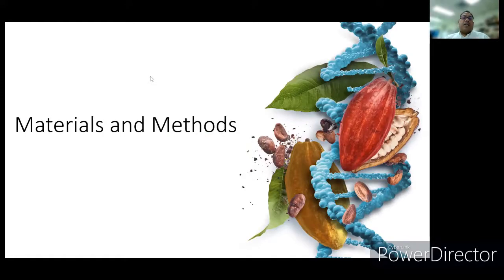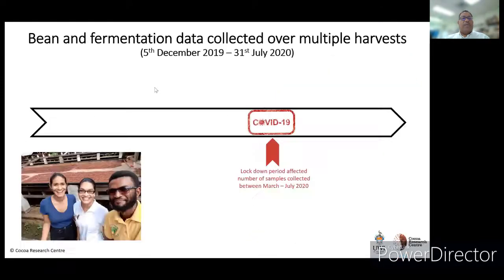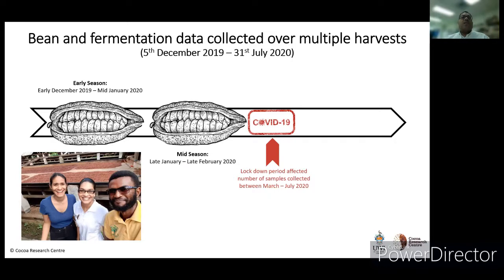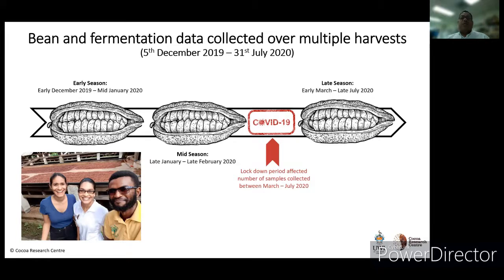Looking now at the materials and methods we employed, bean fermentation data were collected over multiple harvests, with fermentation batches occurring between December 2019 in a pre-COVID environment all the way to July 2020, during our first COVID lockdown from March to early July. We broke up these harvests to coincide with an early, middle, and late season, recognizing that some of our middle and late season harvests were missed due to the lockdown.